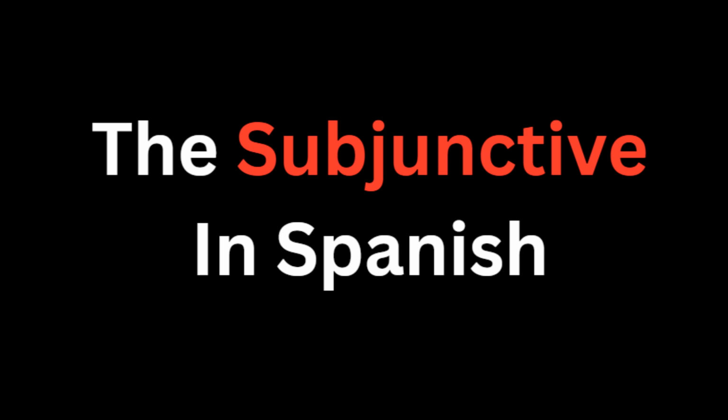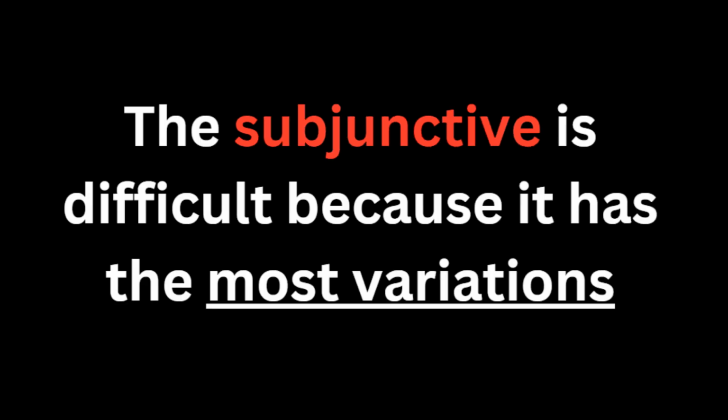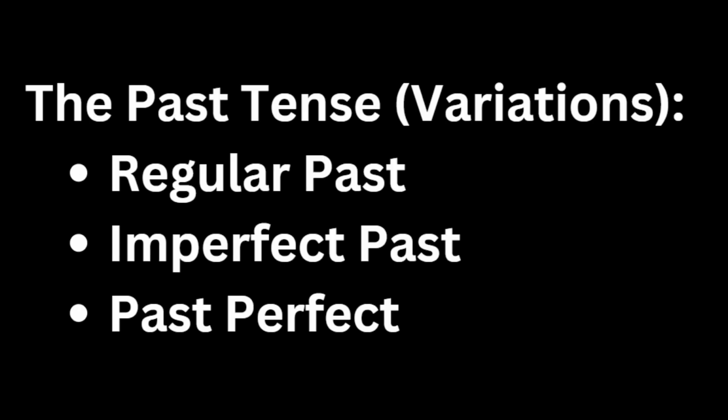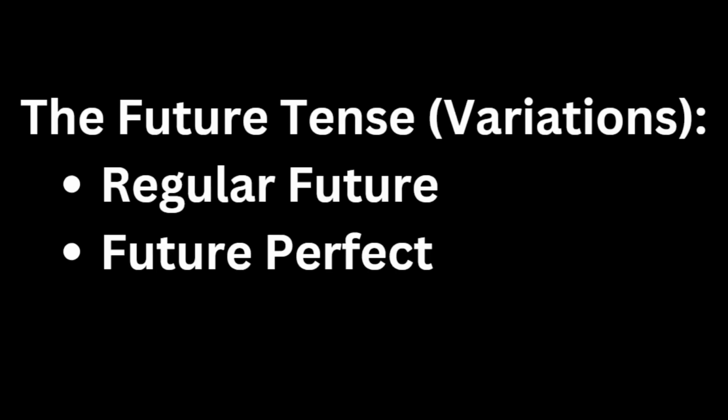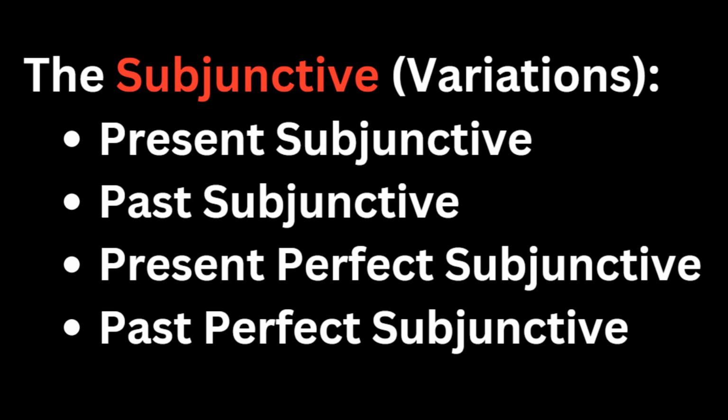The reason why the subjunctive is so hard is because it has a lot of variations, more than any other tense in Spanish that I've shown on this channel. Unlike the past tense, which has 3, and the future tense, which has a couple, the subjunctive has a total of 4 variations that need to be shown individually. In this video, I'll only explain the principles of the subjunctive, and in the videos after this one, I'll explain each topic individually.